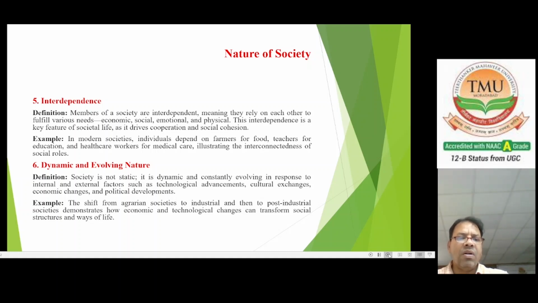Six, that is called the dynamic and evolving nature. Society is not static, it is dynamic and constantly evolving in response to internal and external factors such as technological advancements, cultural exchange, economic change, and political developments. The shift from agrarian society to industrial and then post-industrial society demonstrates how economic and technological changes can transform social structures and way of life. These are the important natures of the society.